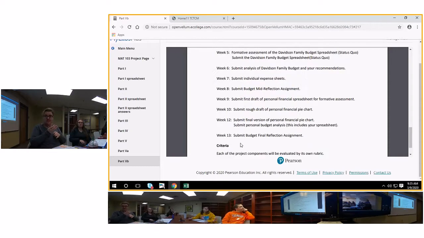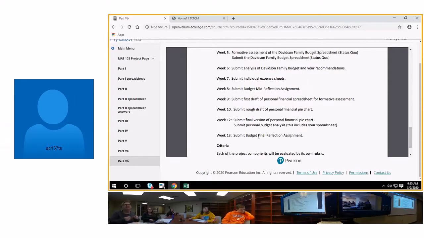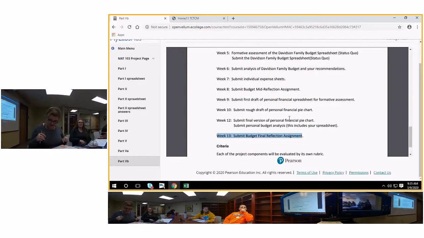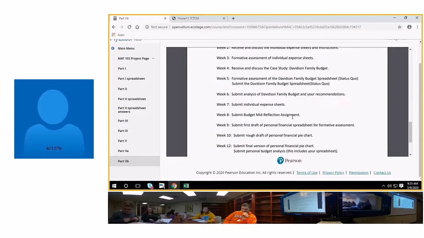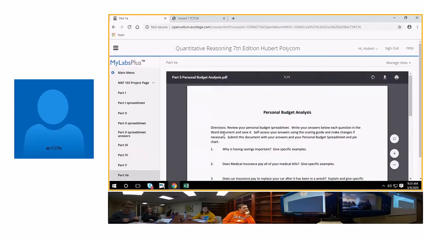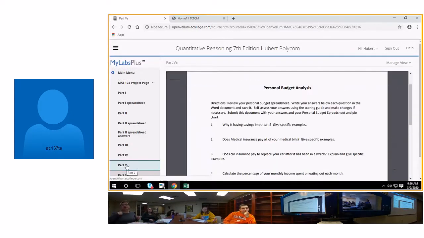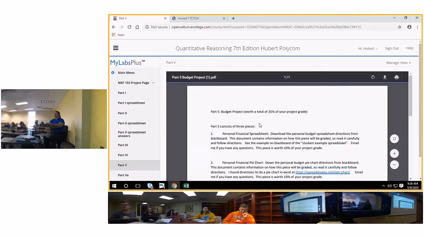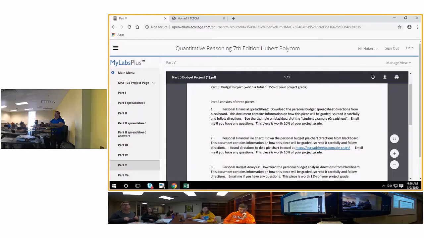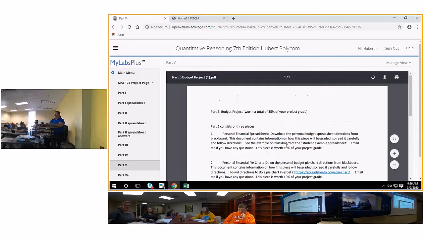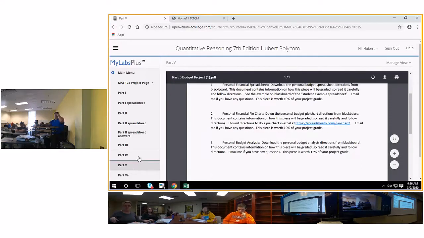It says submit budget final reflection assignment. There it is, week 13. I'm glad we found this in part 5B. So that's what you need to be doing. You need to be working basically on this sheet right here, part 5 and part 5A. And then turn in any graphs and spreadsheets that you turn in with this. Does that make sense?